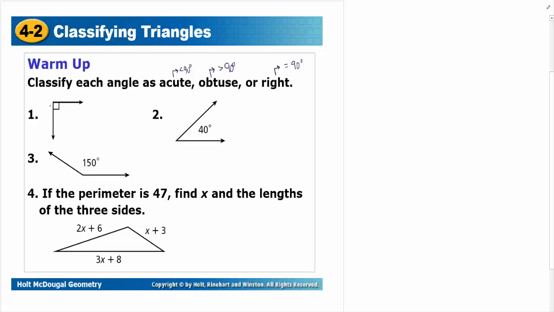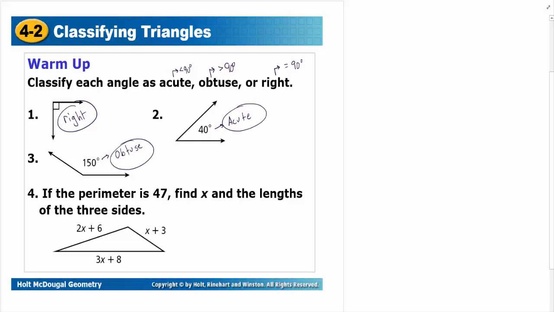So in this one we have a right angle, it's 90 degrees. 2, that's less than 90, so this would be acute. And number 3 is greater than 90, so that's going to be obtuse. Easy if you know the definitions.